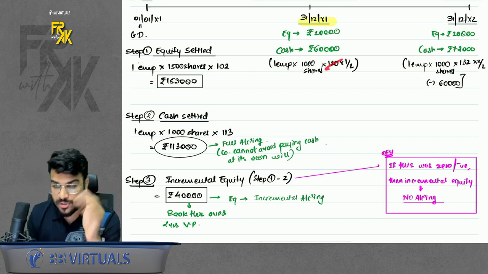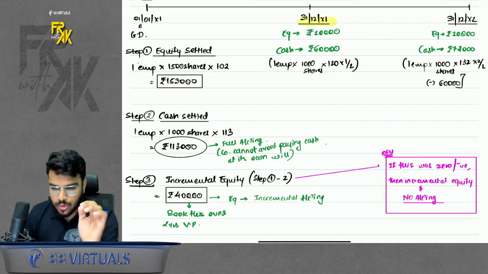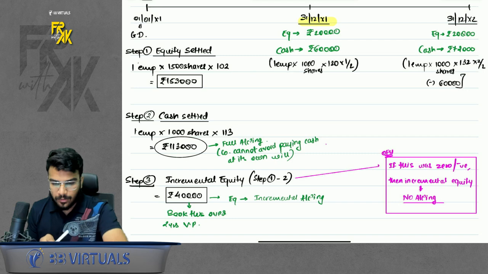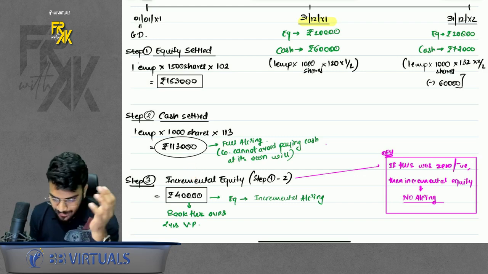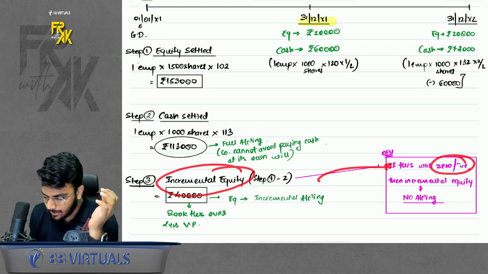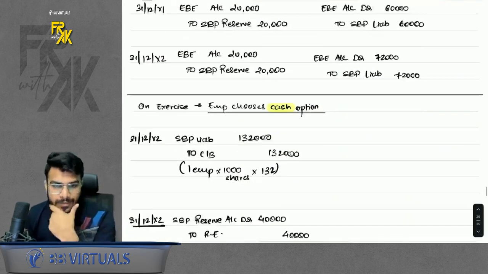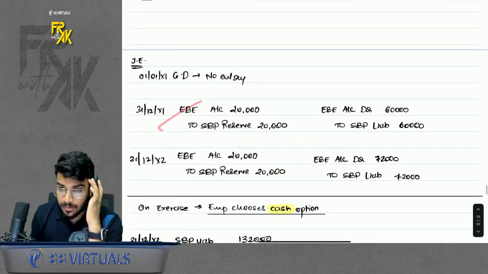On year 1 end, based on the year 1 end's fair value, and on year 2 end, based on the year 2 end's fair value. Now don't ask me why we computed the cash settled value then. To find the incremental equity on day 1. And also, if the incremental equity comes to 0 or negative, you will do no accounting for equity, just to clarify. Then we did the accounting for equity as well as cash.